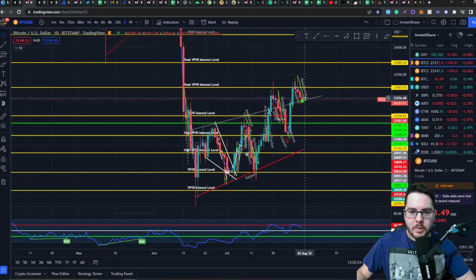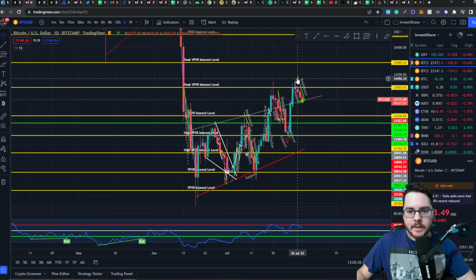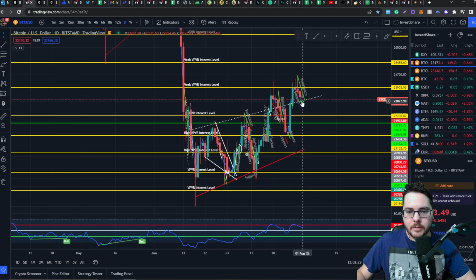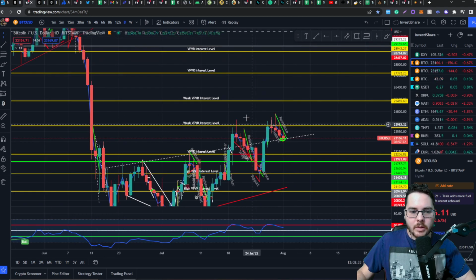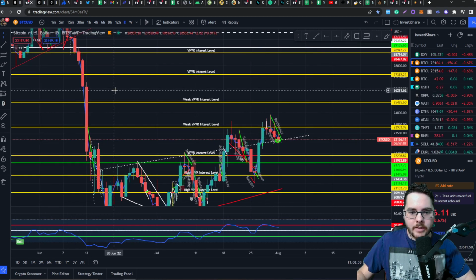So if this flips as support, it'll be much more likely for us to see the falling wedge formation actually hit its target. And this could lead to a larger rally, but this is going to be a great way to find an entry for that rally.